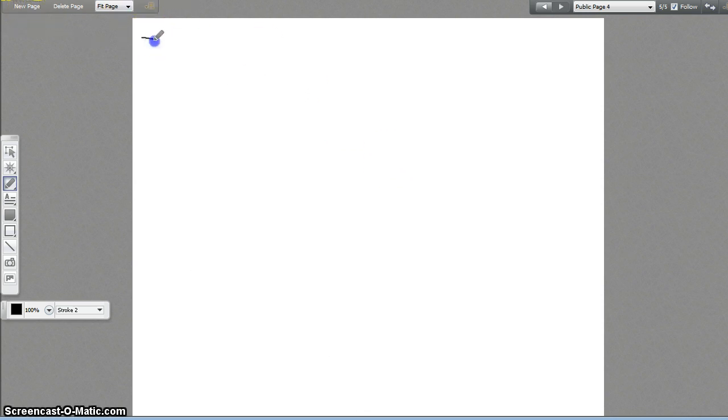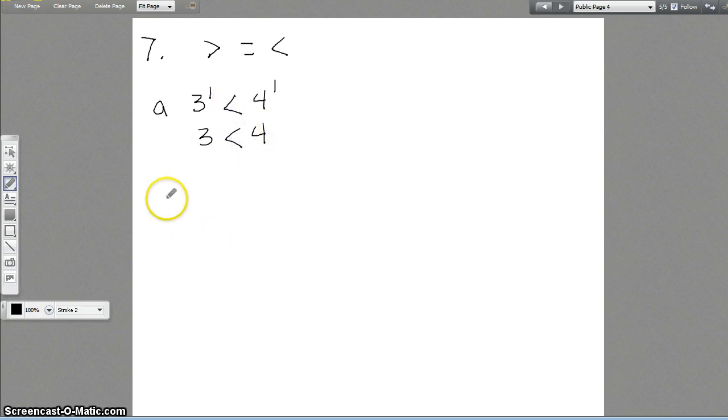Okay, next one, number 7. Number 7 is just like number 12. So I'm going to do a sampling of the parts. Which of these symbols should replace? Okay, so we need to fill in the blanks with greater than, equals, or less than. So we have 3 to the 1 and 4 to the 1. This is part A. Well, 3 to the 1 is just 3, and 4 to the 1 is just 4. And 3 is less than 4, so less than is what goes into the blank.